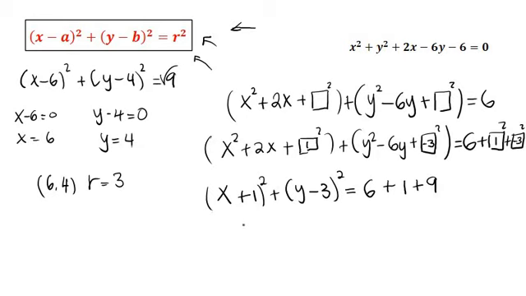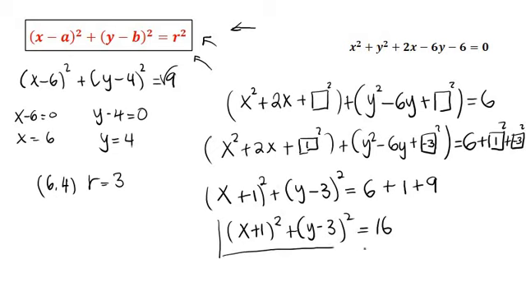Now we have (x plus 1) squared plus (y minus 3) squared equal 16. Now would you look at that? We have transformed this into the standard form.